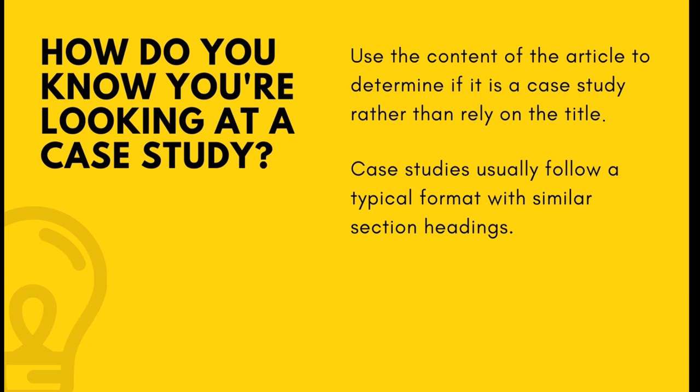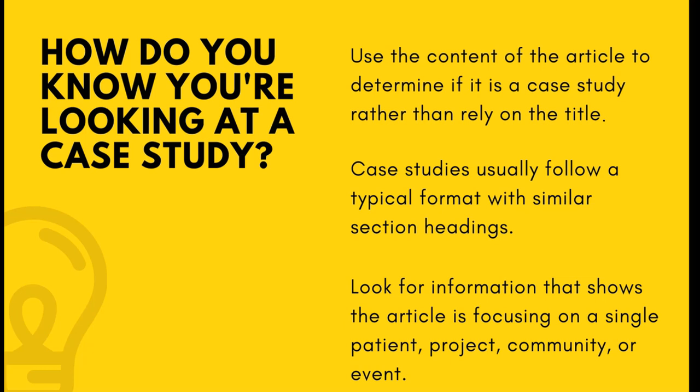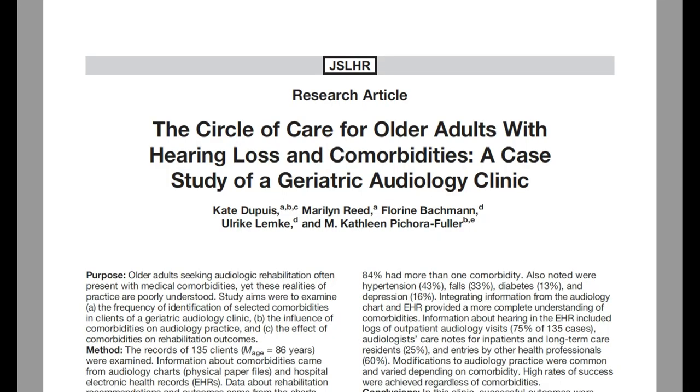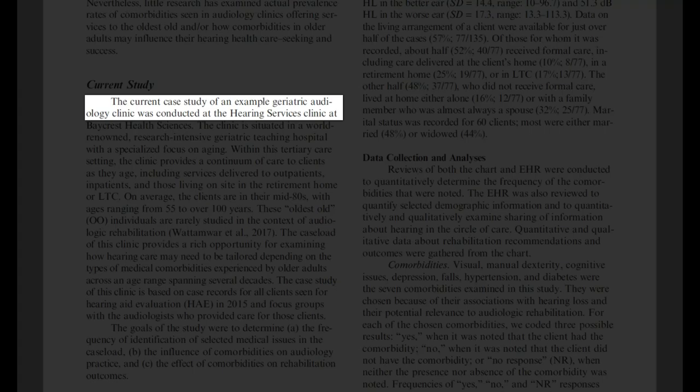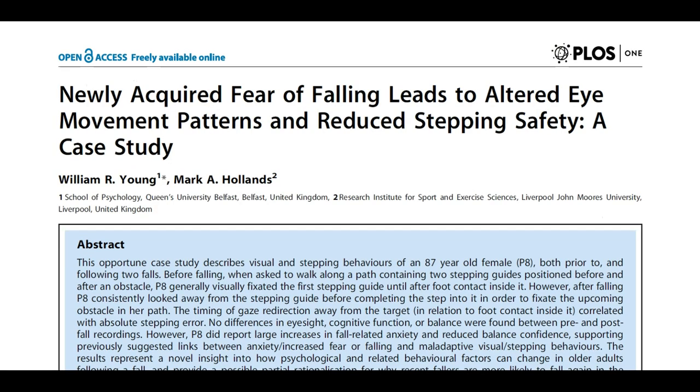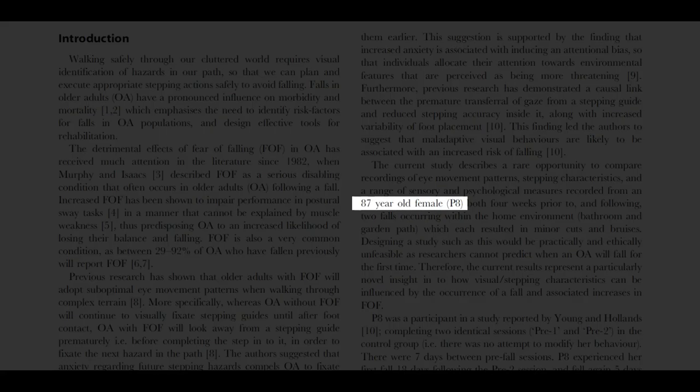Like most scholarly journal articles, case studies have abstracts, or summaries of the article. After the abstract, you'll often see an introduction or background section, which provides context for the article. Look for information that shows the article is focusing on a single patient, project, community, or event. In "The Circle of Care for Older Adults with Hearing Loss and Comorbidities," a case study of a geriatric audiology clinic, the sample size is a number of patients in one clinic, while another article, "Newly Acquired Fear of Falling Leads to Altered Eye Movement Patterns and Reduced Stepping Safety," a case study, follows a single 87-year-old patient.